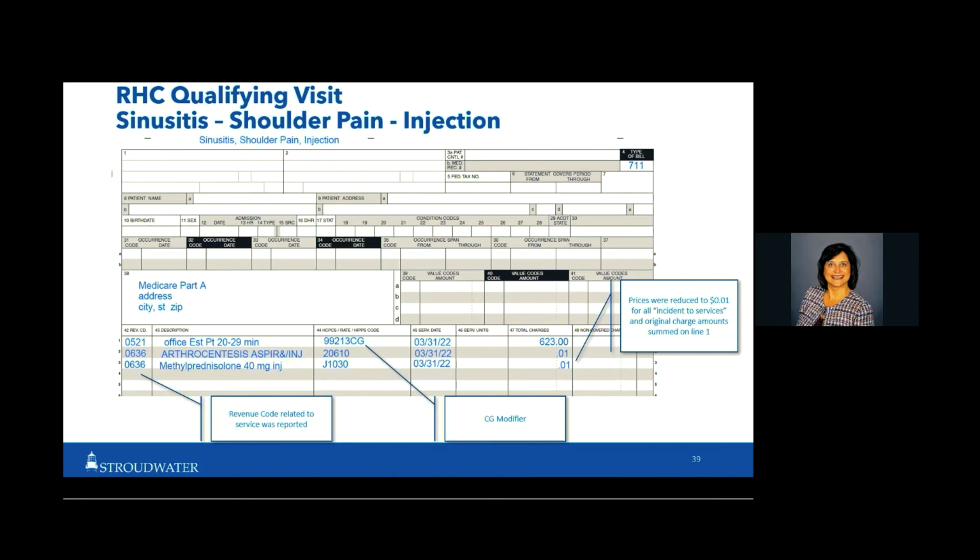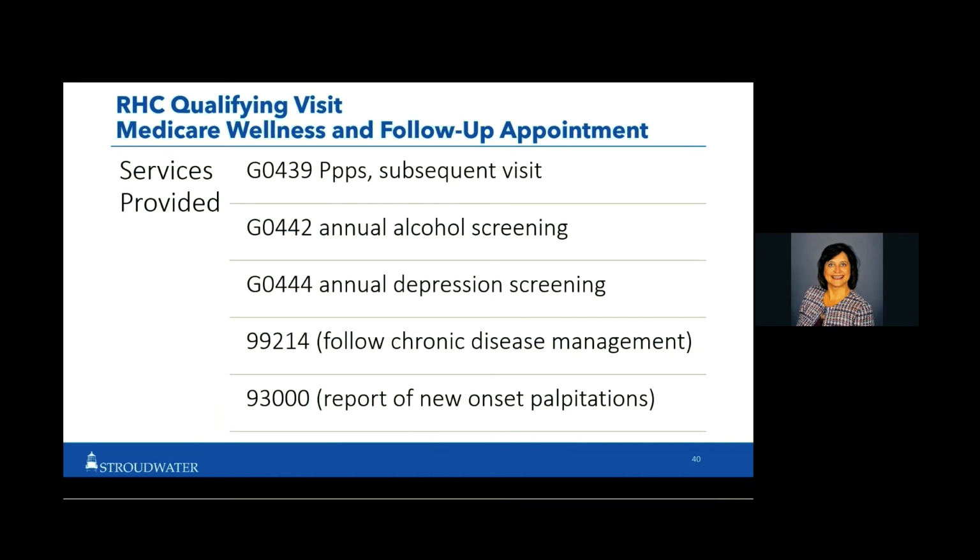Now, another type of service is where you have a Medicare wellness visit with a follow-up appointment. So the preventative visit, the subsequent visit is there. You have an alcohol screening, annual depression screening. You have a follow-up for chronic disease management, and a report of onset palpitations.